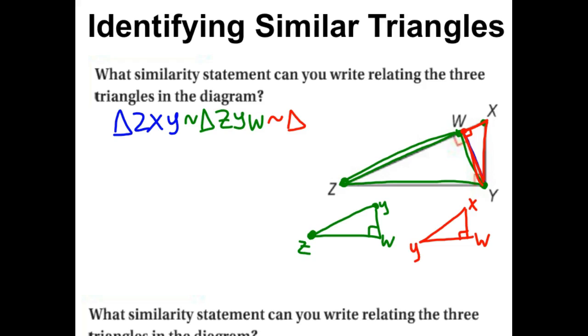And now, once again, I try to line up all my parts. I started with Z in the medium and the large, and that was my far left one attached to my long leg. That's going to be my Y for the small triangle. And then I look next, I had X and Y, which were each attached to the small leg. Well, attached to my small leg again is X. And then that leaves me with the right angle, W. So that would be the similarity statement I can write relating the three triangles in the diagram.